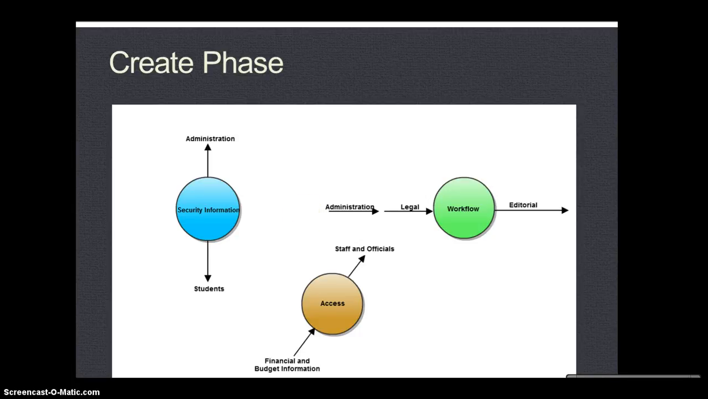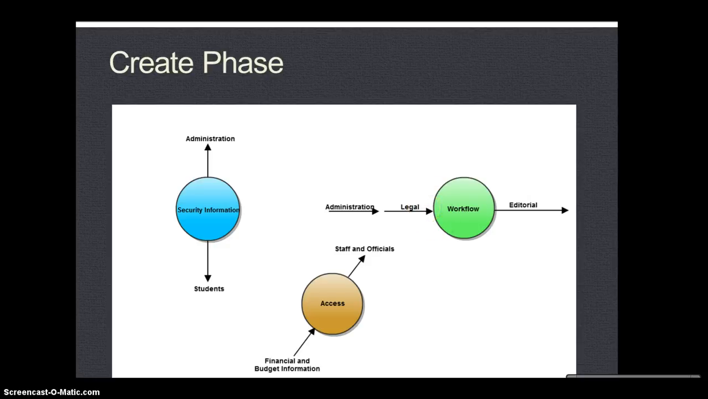Determining access. You want content visible only to the users that it relates to. For example, financial and budget information, you would want access available only to, say, staff and officials at the college because it's very sensitive information.